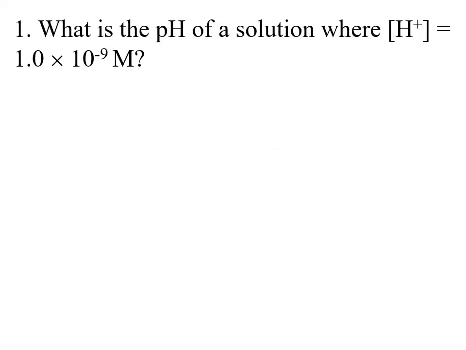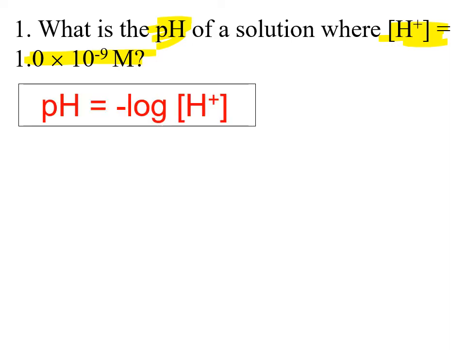And we're going to do some example problems. So what's the pH of a solution where H plus equals 1 times 10 to the negative 9 molarity? First you want to go look at your formulas. What formulas are we going to use? I want to find pH, and I gave you the hydrogen ion concentration. We're going to use this formula because we're looking for pH, and you have this number.